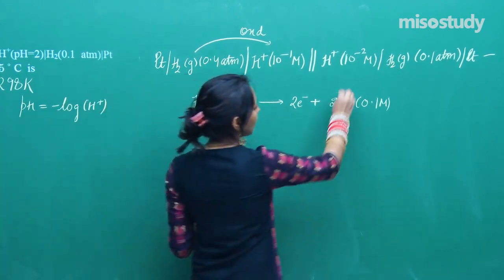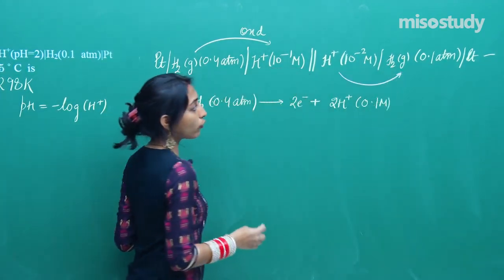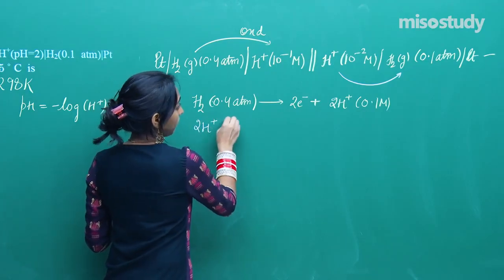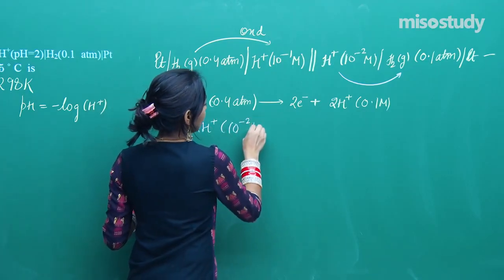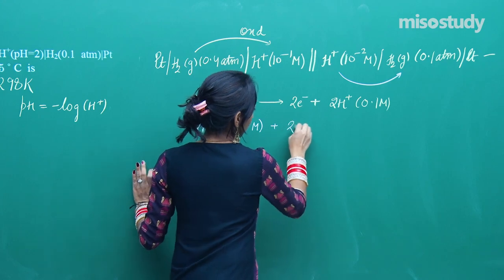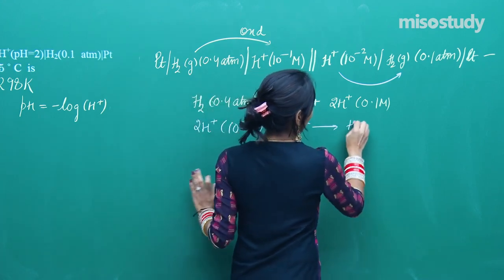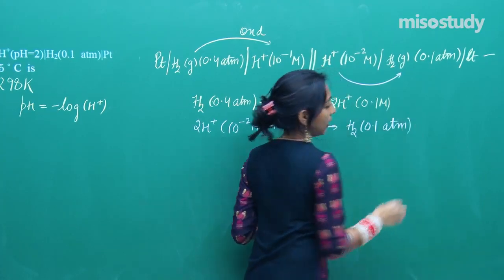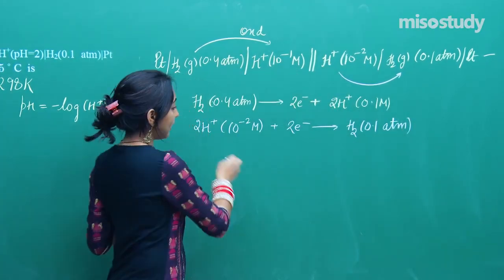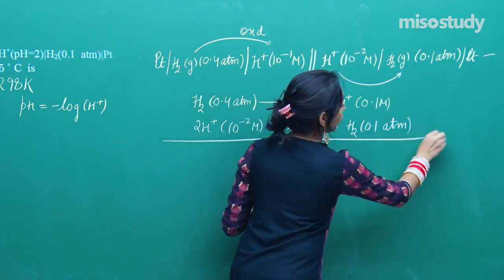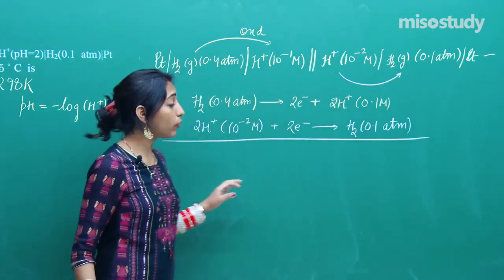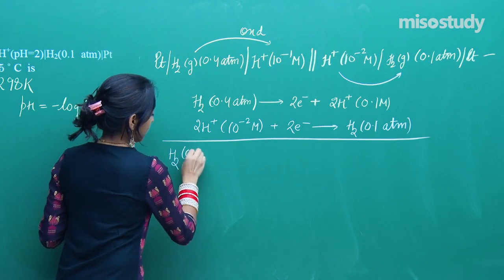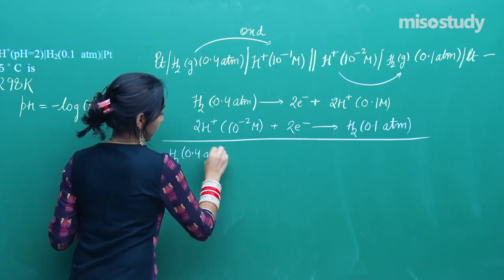And here since you can see it is undergoing reduction, so from plus 1 it is going to 0, so you will say 2H plus 10 raised to the power minus 2 will accept 2 electrons to form hydrogen with 0.1 atm, right? And then I'll say you need to add the 2. When you add the 2 equations, you will get hydrogen 0.4 atm.